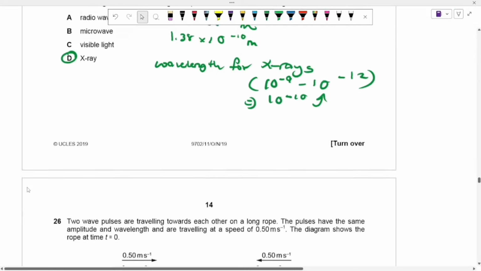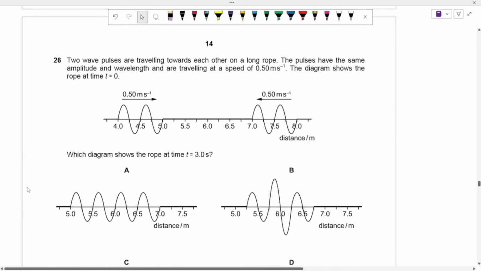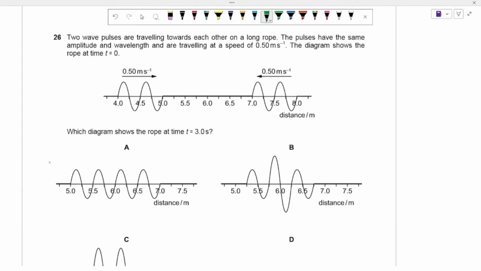Move on to question 6. Two wave pulses are traveling towards each other on a rope that is long. The pulses have the same amplitude and wavelength and are traveling at a speed of 0.50. Which diagram shows the rope at a time t equal to 3.0? What do you know? Always start with what you know. The distance traveled is equal to your speed times your time. Your speed in this case is 0.50 and your time is 3. So the distance traveled is going to be 1.5 meters for both waves.